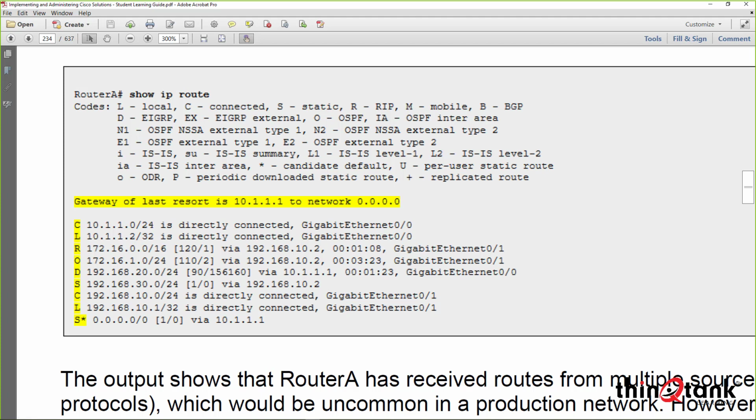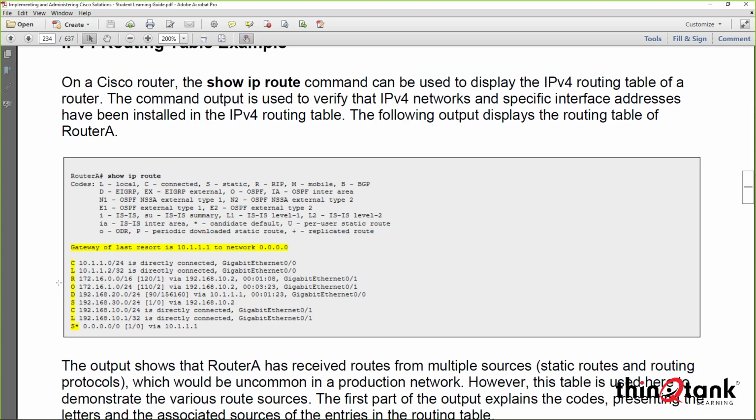So, and then the S is a static route. Asterisk just indicates that it's a static route. It doesn't necessarily mean that it is a default route, right? S doesn't always mean a default route. The asterisk always means a default route, or a default candidate at least.